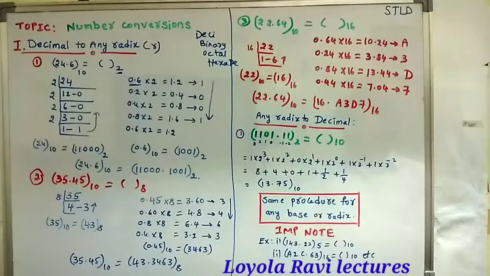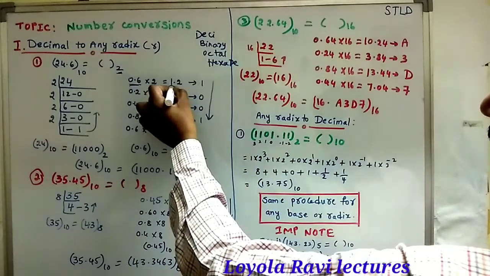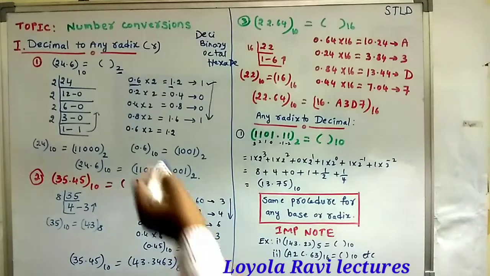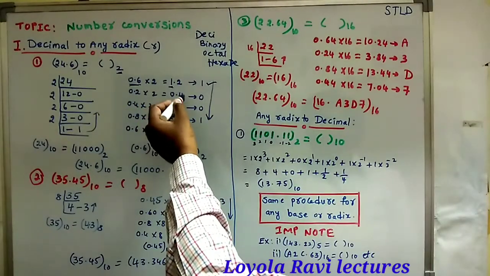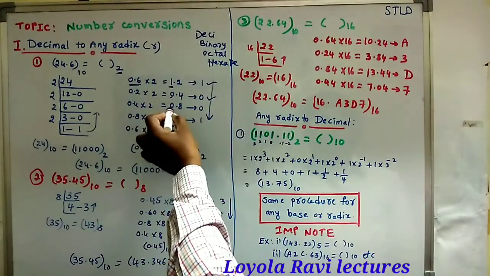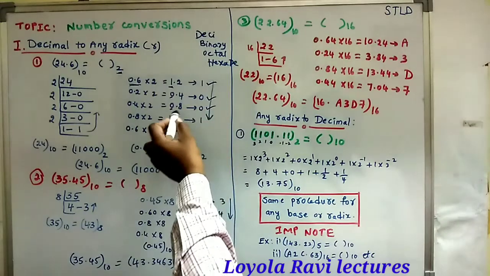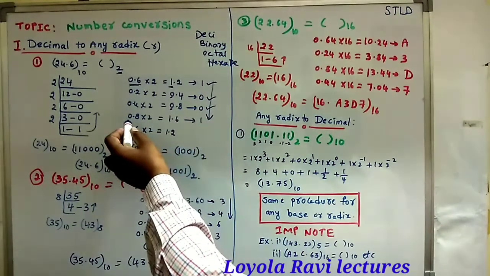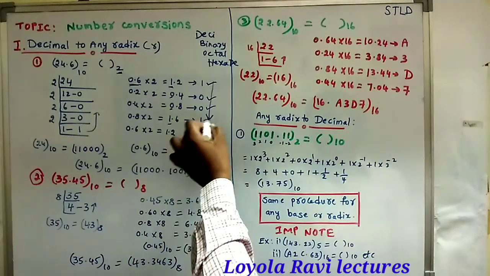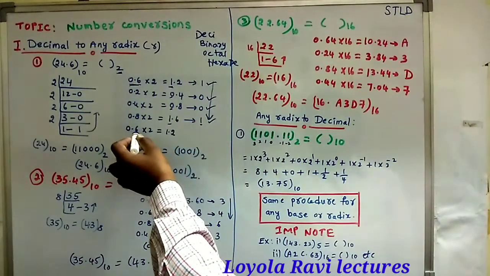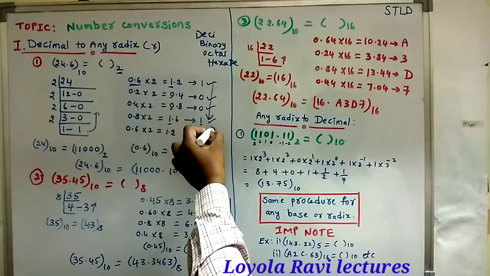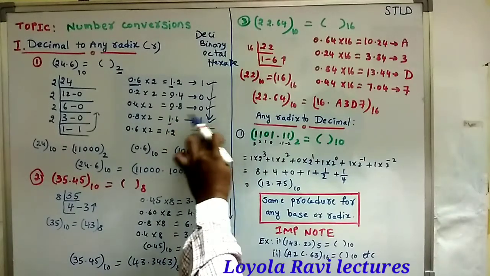0.6 into 2 is 1.2. Here the integer part is 1. I am taking that one like this. Again the fractional part is 0.2. 0.2 into 2 is 0.4. Here the integer part is 0. Again 0.4 into 2 is 0.8. Again the integer part is 0. The remaining fractional part is 0.8. 0.8 into 2 is 1.6. The integer is 1 here. The remaining part is 0.6. 0.6 into 2 is again 1.2. So up to 3 digits of fraction, it's enough.